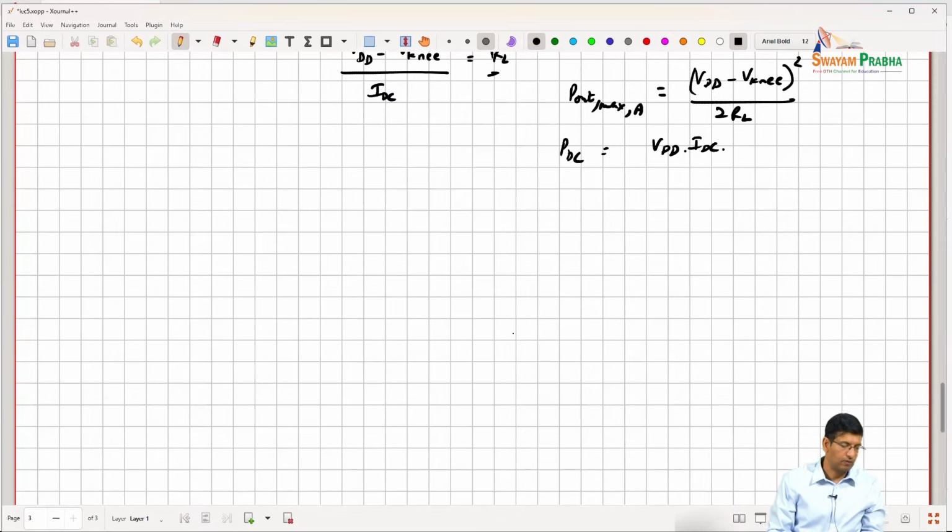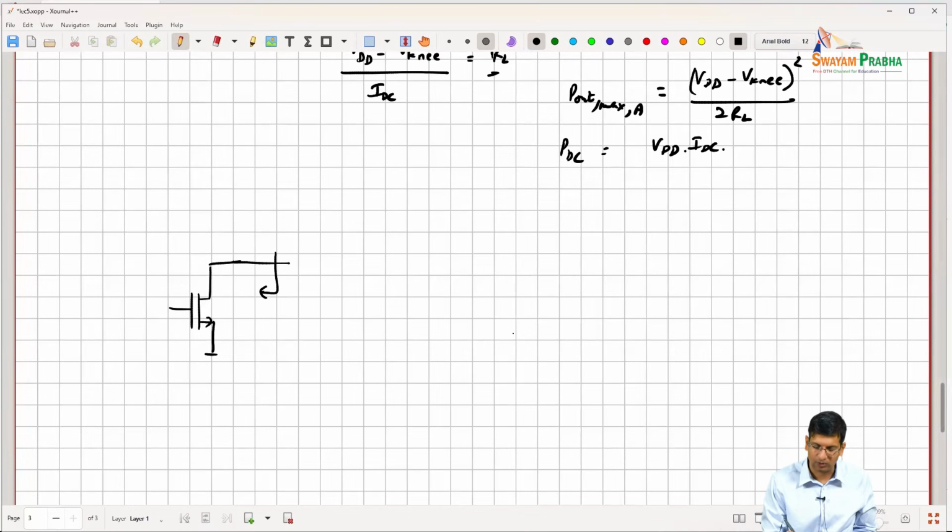So, this was sort of the first order way to find out what RL we have, right. But in reality what we have is a situation where when I have a device, right, this device also has, if I look this way, some parasitic capacitance at the output, right.